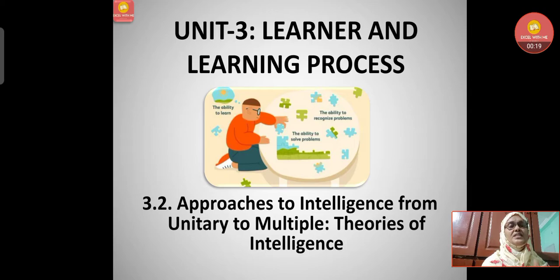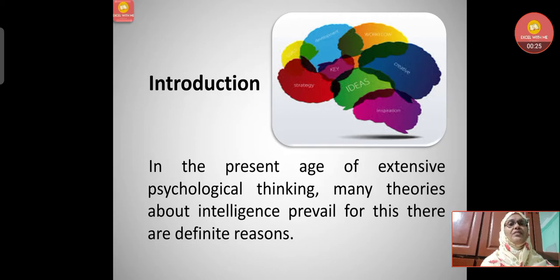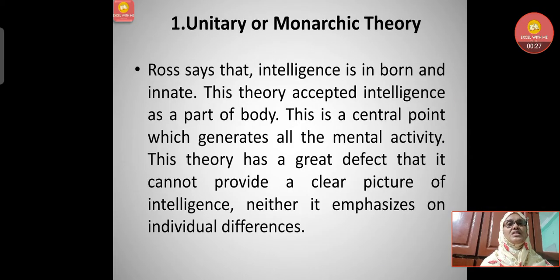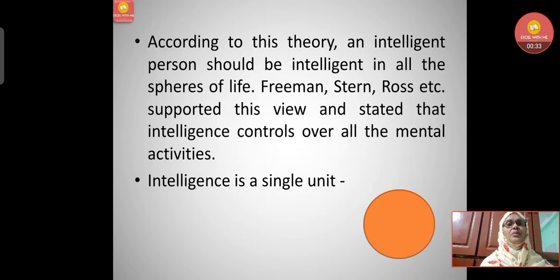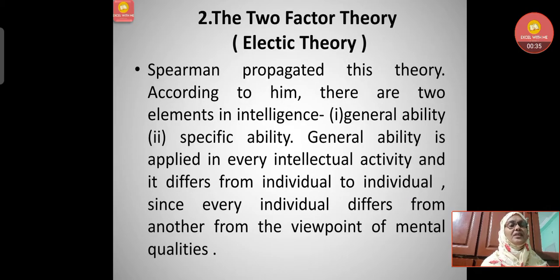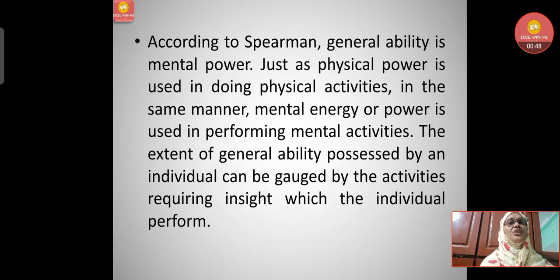Theories of intelligence, in the previous class we have discussed 4 theories. In this class let's quickly revise those 4 theories with just the headings. Unitary or monarchic theory, the first theory we discussed, that is a single unit, we said. The second one, the two-factor theory, that is eclectic theory, that is specific abilities and general abilities are the elements of intelligence in this theory.